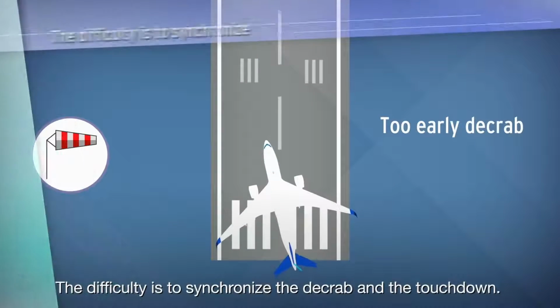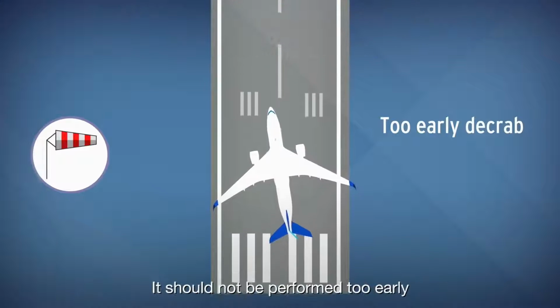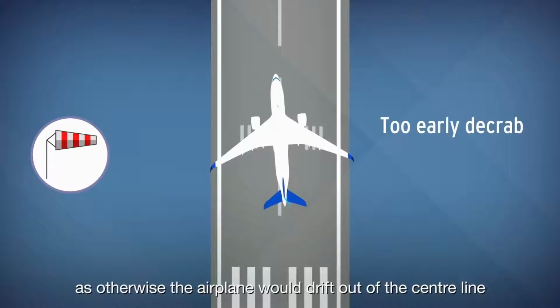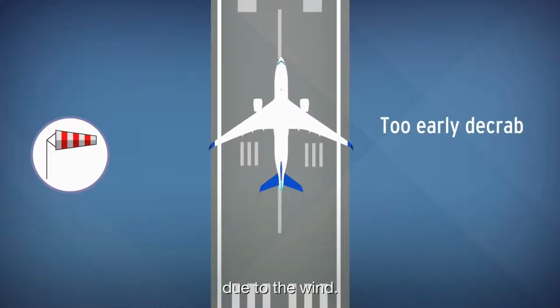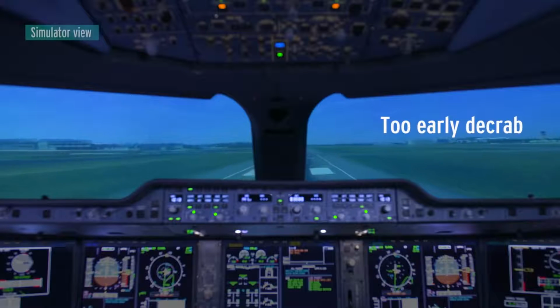The difficulty is to synchronize the decrab and the touchdown. It should not be performed too early, as otherwise the airplane would drift out of the center line due to the wind.